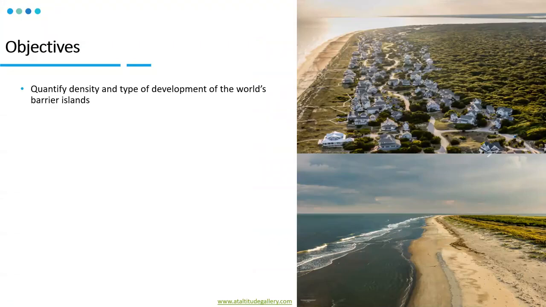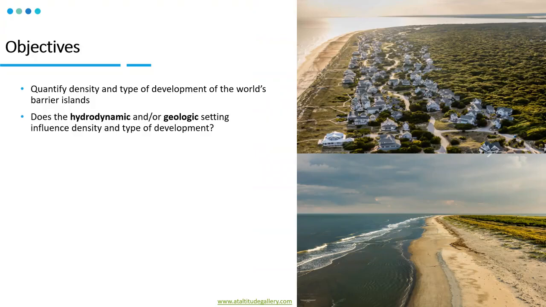Primarily, my goal with this study was to quantify density and type of development around the world's barrier islands because this data set does not exist. But I was also curious to see if the hydrodynamic or geologic setting influence density and type of development found on these barriers. So are there more structures on wave-dominated versus coastal plain, or coastal plain or deltaic, or wave-dominated or deltaic? All these different combinations of barrier islands exist. I wanted to see which one included the most development.